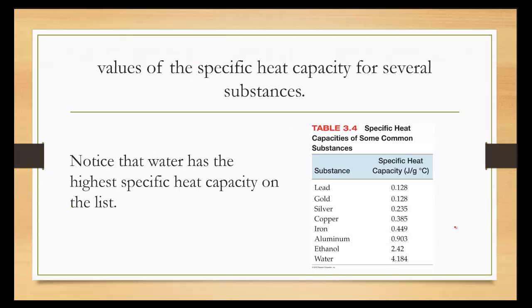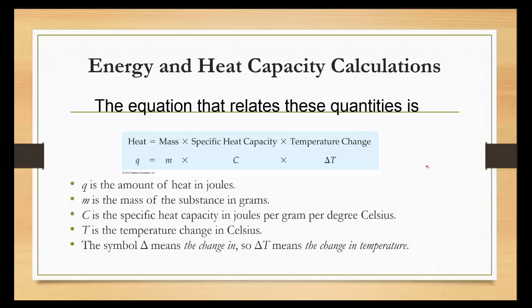Here's a list of a few specific heats. Notice that the highest of them is water. Water has a cooling effect on our environment, because it takes a lot of energy to be absorbed to change it just 1 degree. If there was no water, the earth would be extremely hot because there would be nothing to absorb the heat from the sun.